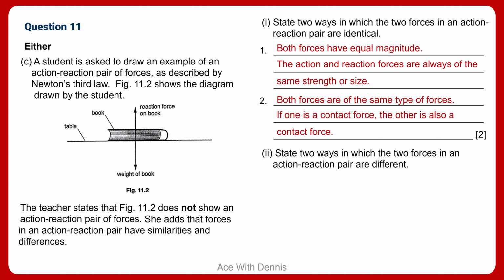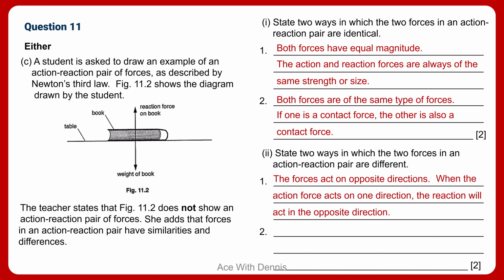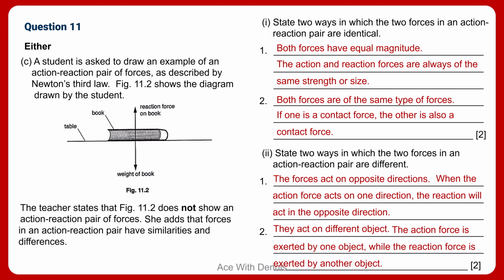Now part 2, state two ways in which the two forces in an action-reaction pair are different. 2 marks. So the first difference is the forces act in opposite directions. When the action force acts in one direction, the reaction will act in the opposite direction. The second difference is they act on different objects, which means that the action force is exerted by one object while the reaction force is exerted by another object.